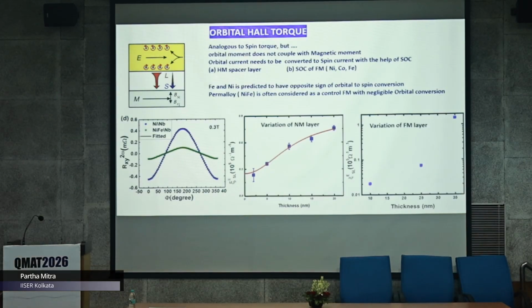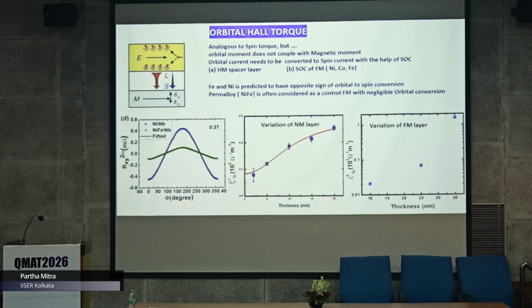So there are two approaches people have taken. Some experiments have introduced a very thin layer of a heavy metal between the orbital generating normal metal and the magnetization. But what we are doing is choosing a ferromagnet which itself has a large spin orbit coupling. So as soon as the orbital enters the ferromagnet, it gets converted into spin.